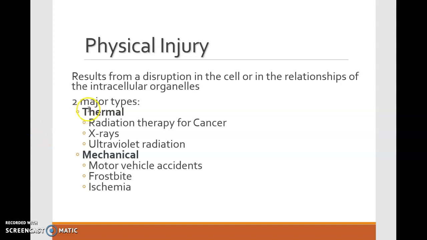So you've got two major types, thermal or mechanical, and it's not just that they exist, it's also the dose, right? So think about the sun. You can go out in the sun and it doesn't cause physical injury, but if you have a large exposure to the sun, you then have cellular injury because of that dose reaction. Mechanical, this is literally motor vehicle accidents, frostbite, ischemia, right? That you're physically injuring the cell.